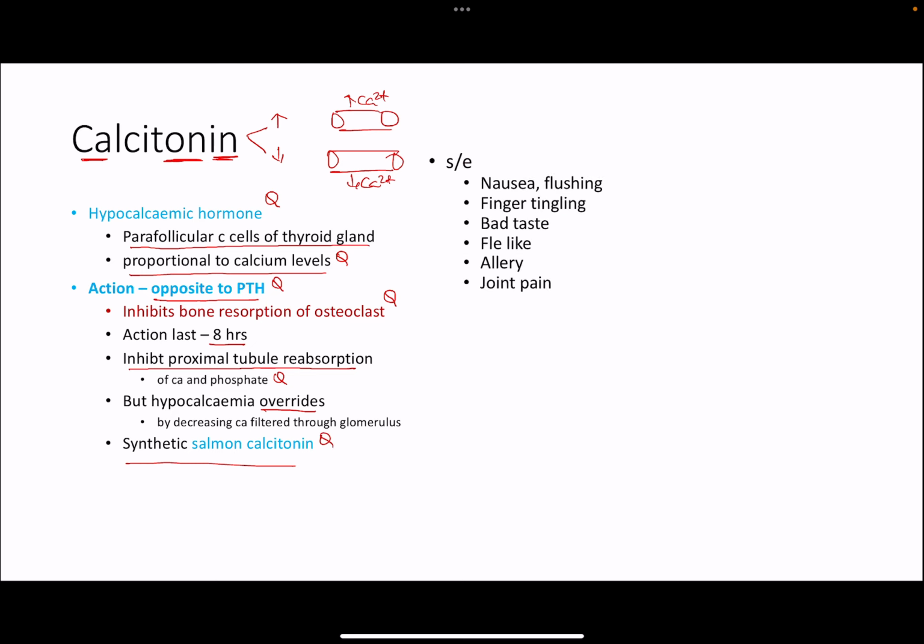And what are the side effects which can be associated with calcitonin? Since it is a hypocalcemic hormone, it can cause nausea and flushing. Since there is a decrease in the calcium levels, it can cause a tingling sensation, mainly in the fingers. Apart from that, there are rare conditions which can be produced: a bad taste, allergic reactions, flu-like symptoms and joint pain.